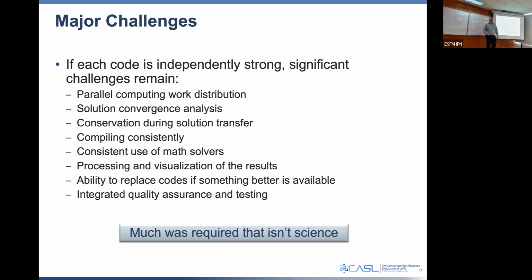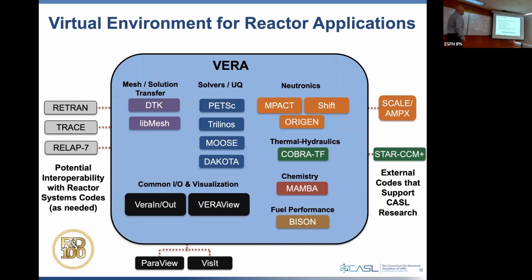Each of the math solvers. So code compiling is a really, really big headache. But when in each of these codes, when it comes back there.